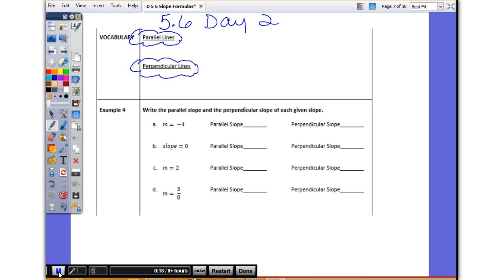Parallel lines. Now you guys are learning to drive. You're going to parallel park. That means your car has to be parallel with the curb. So this is the sign that stands for parallel.